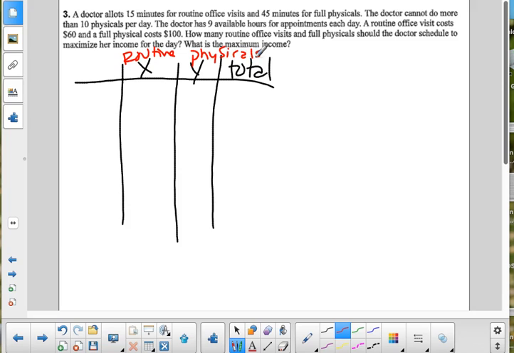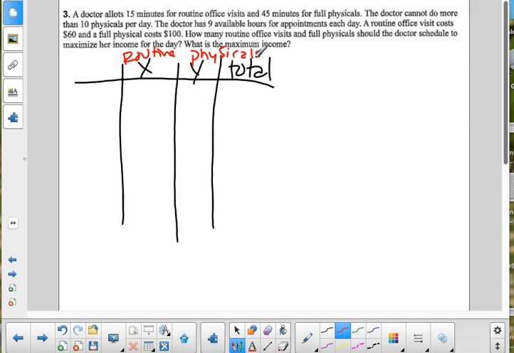So just go to the question, whatever question you're being asked, like how many of each type, those are your two variables. And then you can go in, and all of the numbers are going to have descriptors with them, and that's what goes along the side. So what are some of the descriptors we're given? The minutes. Yeah. So the time, how long things take. So how much time does a routine visit take? How much time does a physical take? How much time does she have to do this all? 9 hours. Okay, so we have minutes, hours.